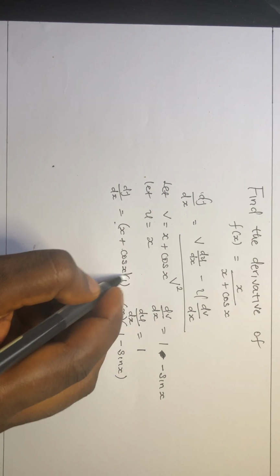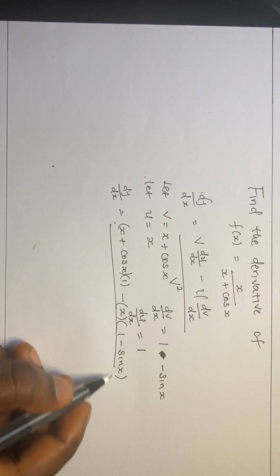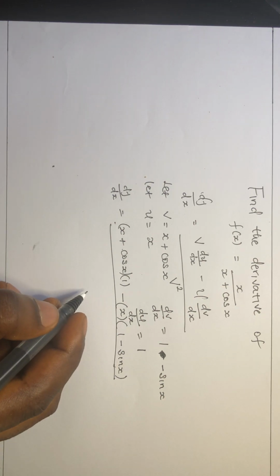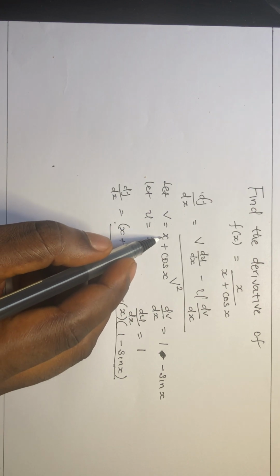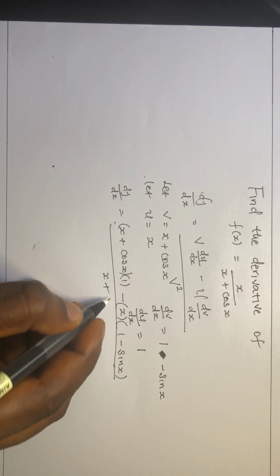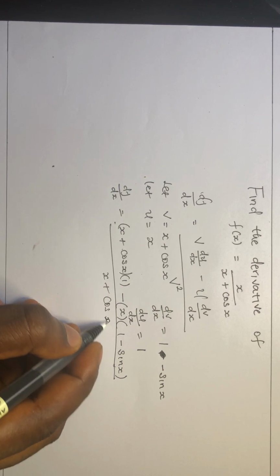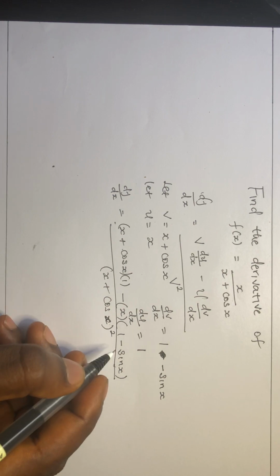So we are going to multiply all these together, and do not forget, we are going to divide everything here by the square of v, and note that the v is x plus cos x, so we are going to square x plus cos x. We are dividing everything by x plus cos x squared.